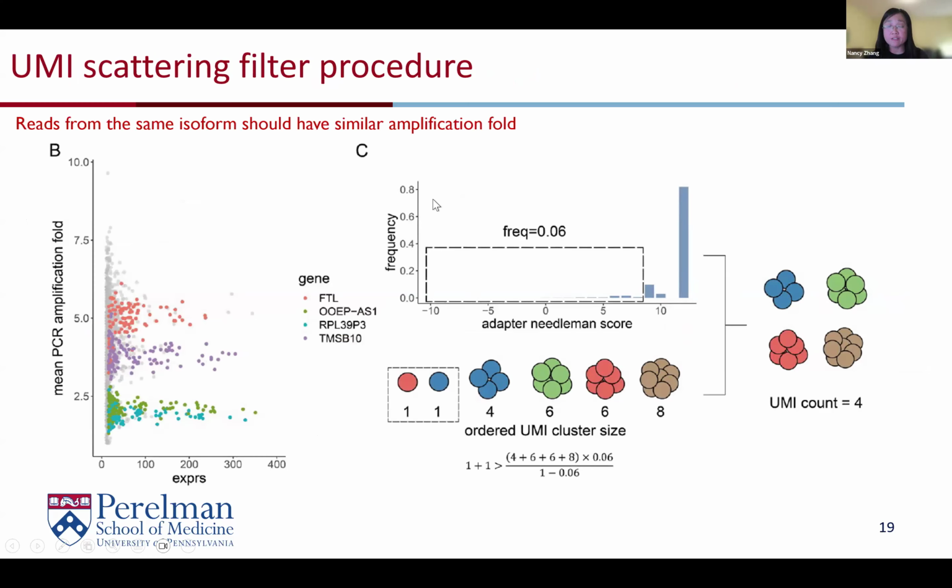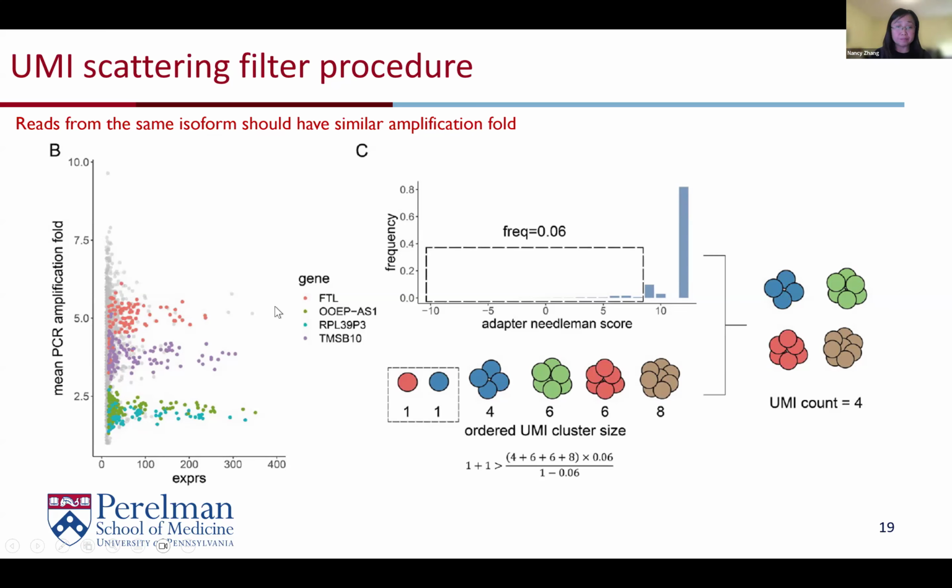And the amplification efficiency actually varies across different molecules, right? It depends on what the initial molecule is, the amplification efficiency can vary quite a lot. However, the same isoform should have the same amplification fold, which means that if you look at the number of reads assigned to each UMI for the same isoform, that number, what we call the UMI cluster size, should be approximately the same for reads that represent the same isoform. And we can see this in real data.